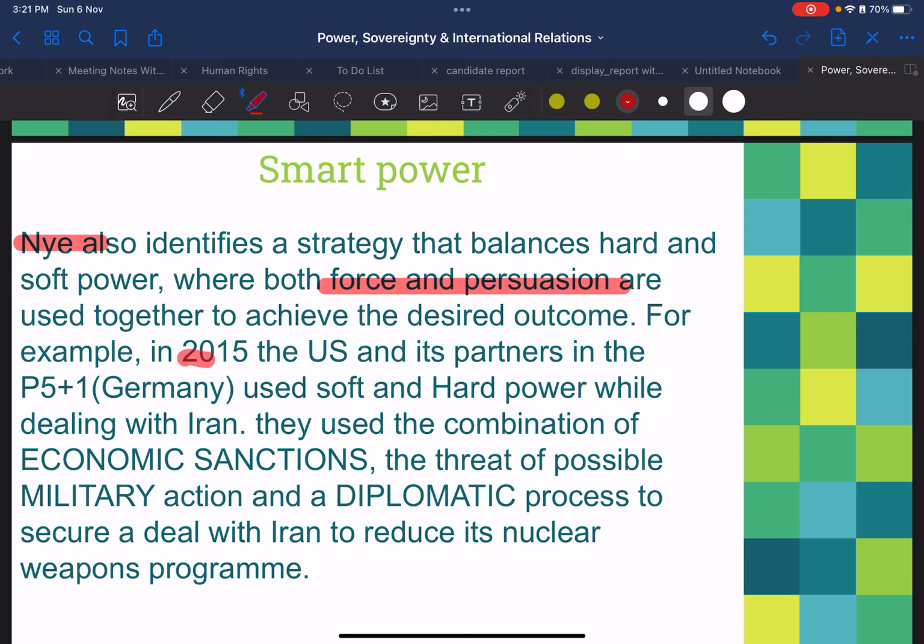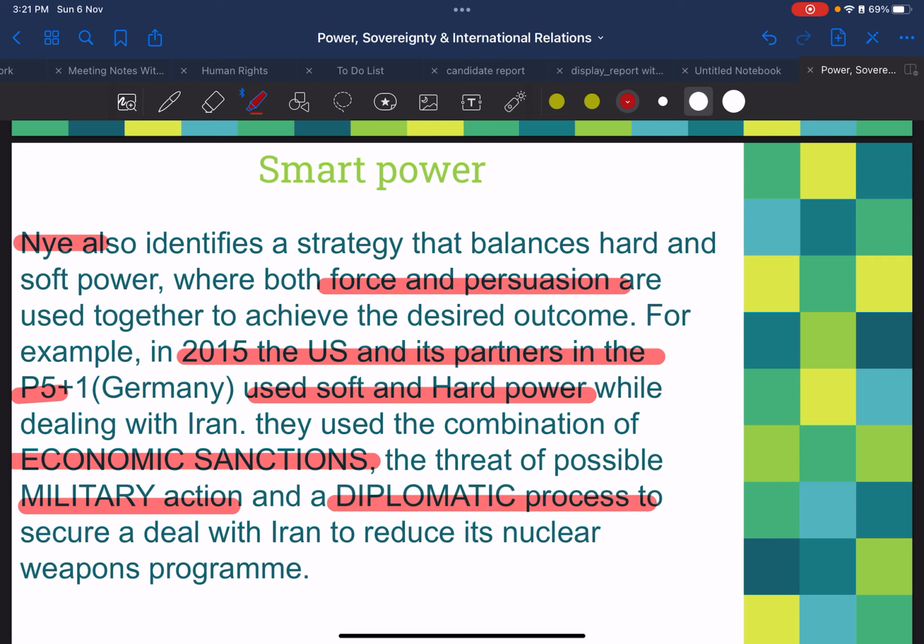For example, in 2015, the US and its partners in the P5, who are those P5? The permanent five countries of the United Nations Security Council, right? Who are those countries? UK, US, Russia, France, and China. These five permanent countries of the United Nations Security Council, plus one, that is Germany, used soft power and hard power while dealing with Iran. They used a combination of economic sanctions, the threat of possible military action, and diplomatic process to secure a deal with Iran to reduce its nuclear weapon program. So you have this example. So this is the example of smart power.